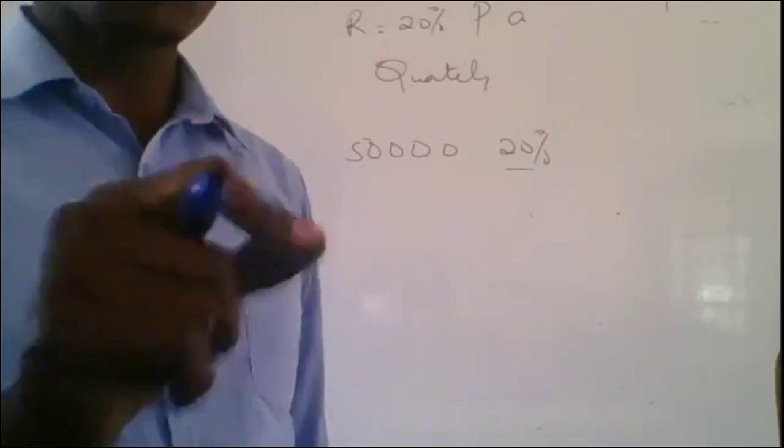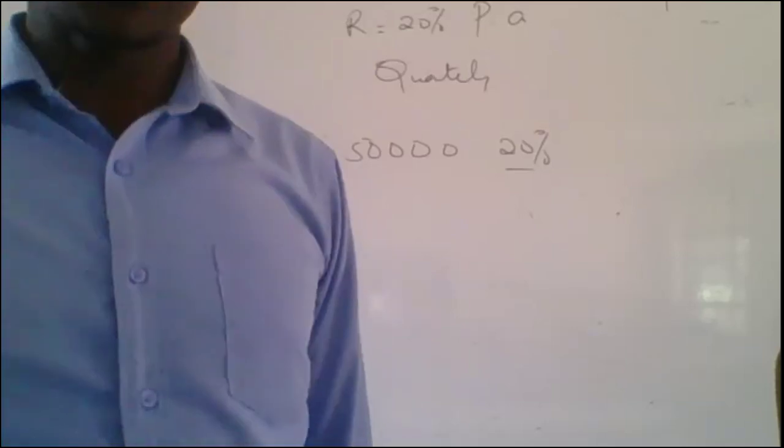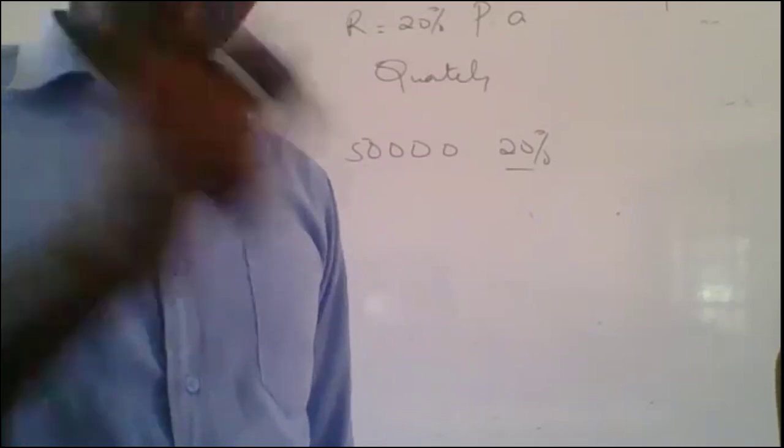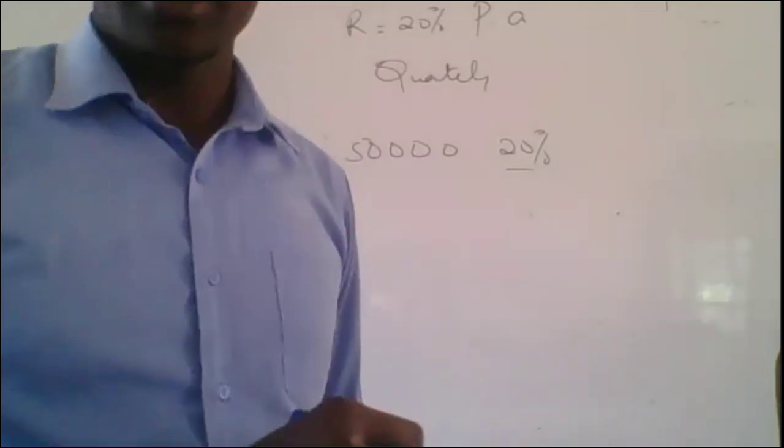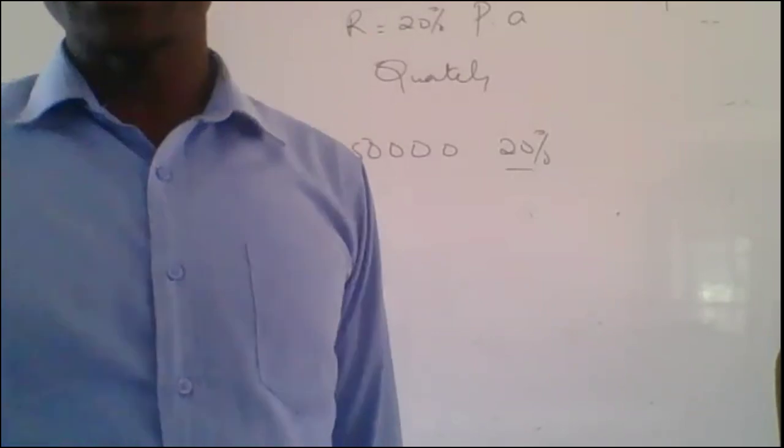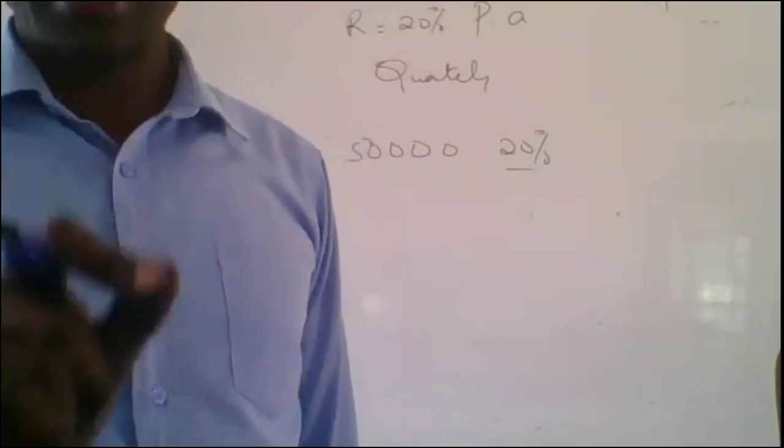So the rate can be given per annum. If it is 20% per annum, then we are told the compounding is now done quarterly. But we cannot compound it 20% per annum quarterly. That is a confusion, a mix-up, right?